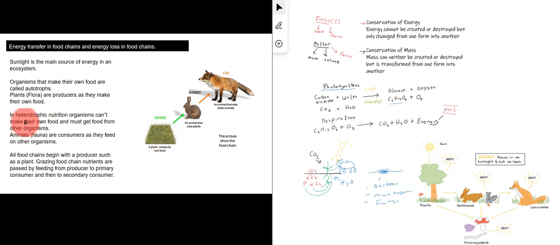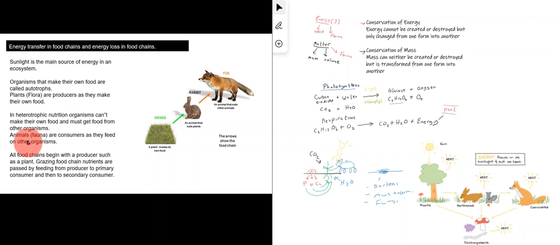Autotrophs make their own food. Heterotrophs are organisms that are not able to make their own food, so they must get food from other organisms. For example, the rabbit and the fox are two examples of heterotrophs. The rabbit has to eat the grass, and the fox has to eat the rabbit, to get everything it needs to keep its body functioning and healthy.